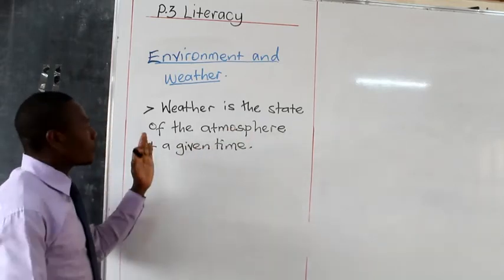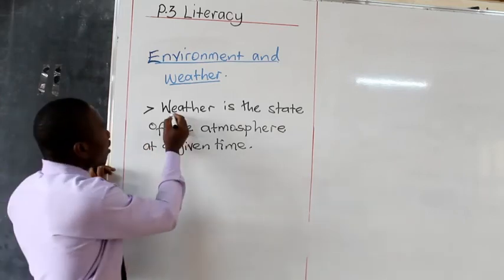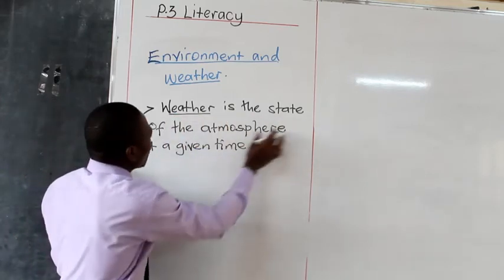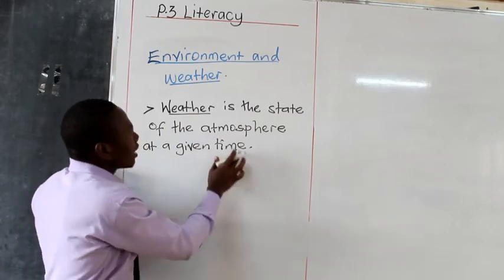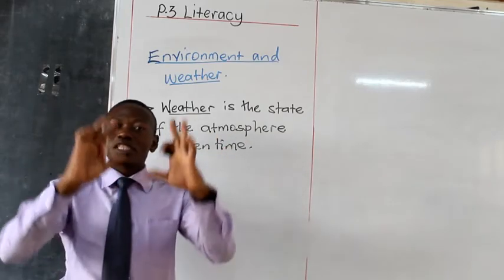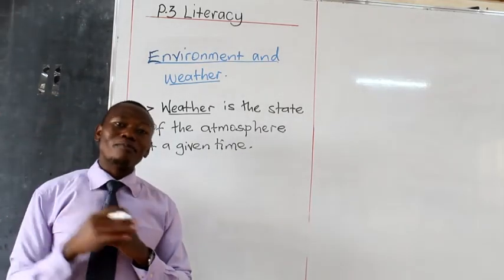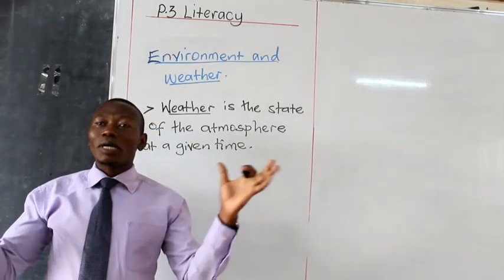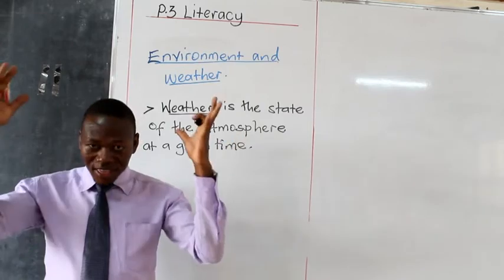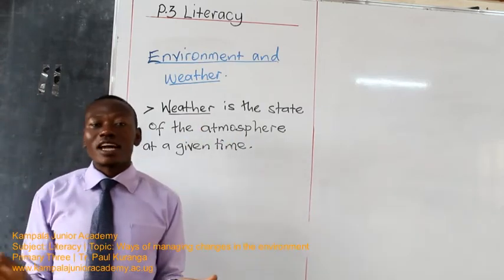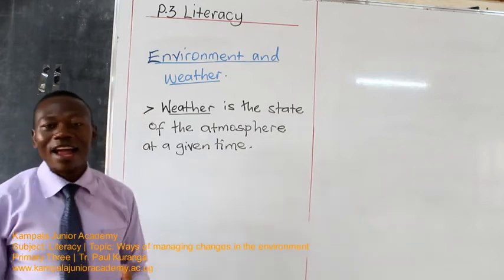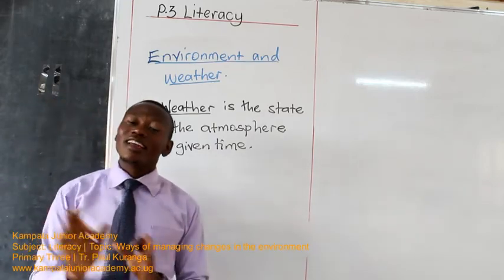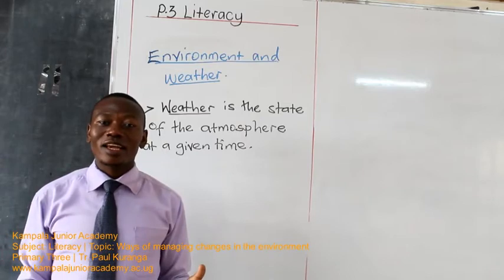Good. So that's the definition of the term weather. We say weather is the state of the atmosphere at a given time. The atmosphere, we say, is the space which is existing above the earth. So the space in between the earth and, let me say, the skies. How are the skies looking? Are they looking rainy? Are they looking sunny? Are they looking cloudy? Mention it.